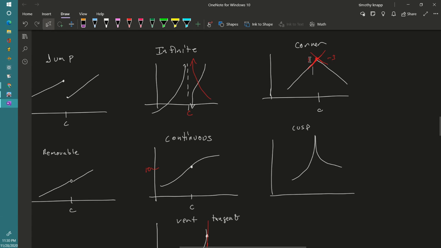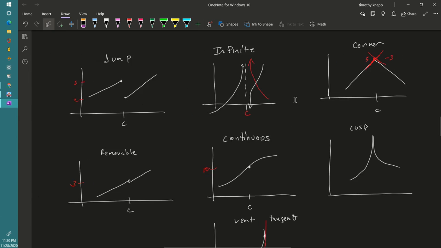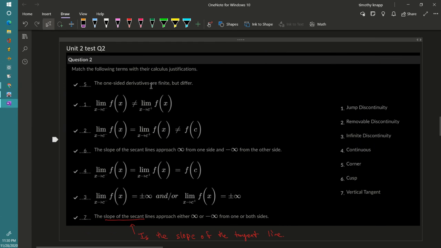C from the left, I appear to have a positive slope. As I approach C from the right, I appear to have a negative slope. And so therefore, what they're saying is that the derivatives are an actual value, but they're not equal. That's what they're saying here. They're finite values, but they are not equal, from the left side and the right side. That is one way of defining a corner, okay?